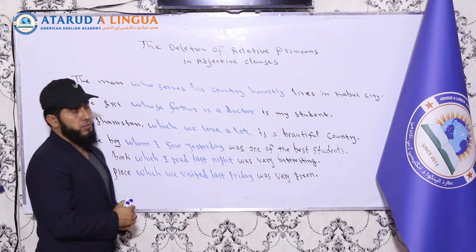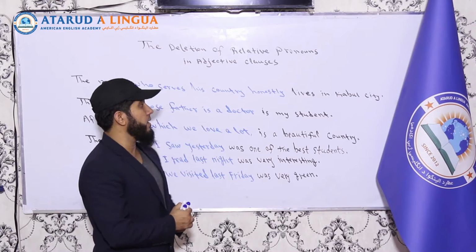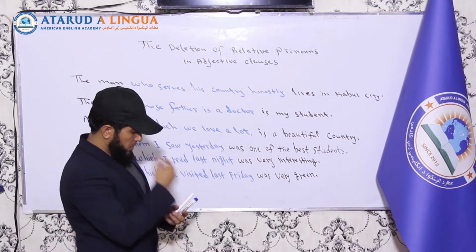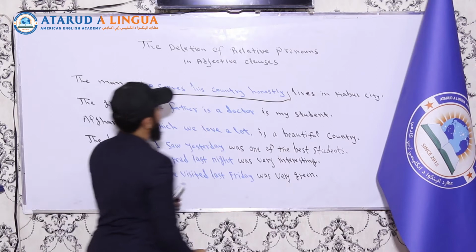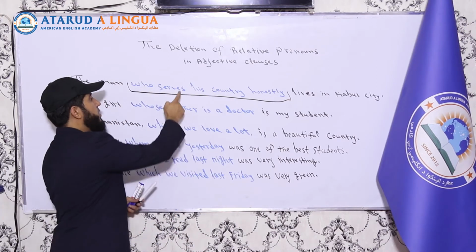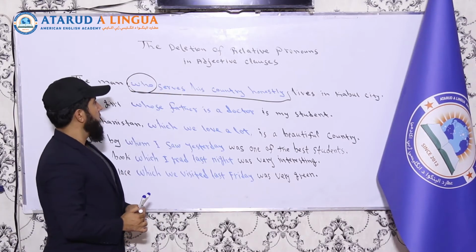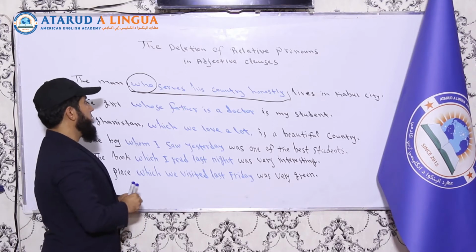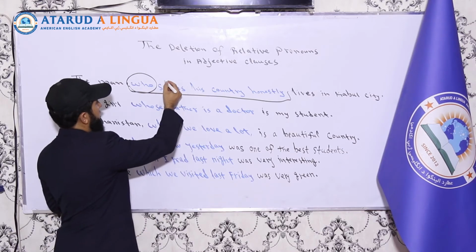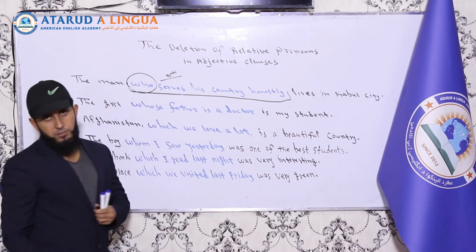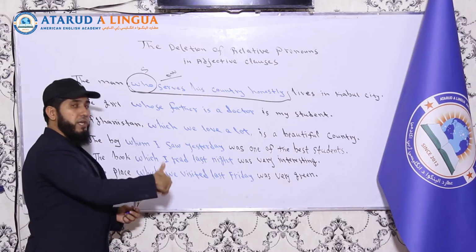Look at these examples. The man who serves his country honestly lives in Kabul city. Our adjective clause starts here: who serves his country honestly. In this type of adjective clause, the omission of the relative pronoun who is not possible. Why? Because the relative pronoun functions here as the subject of this main verb. So when it functions as a subject in an adjective clause, we can't omit it.